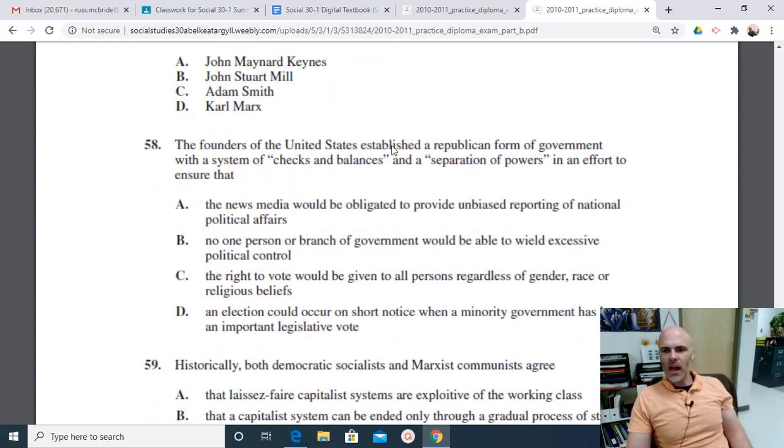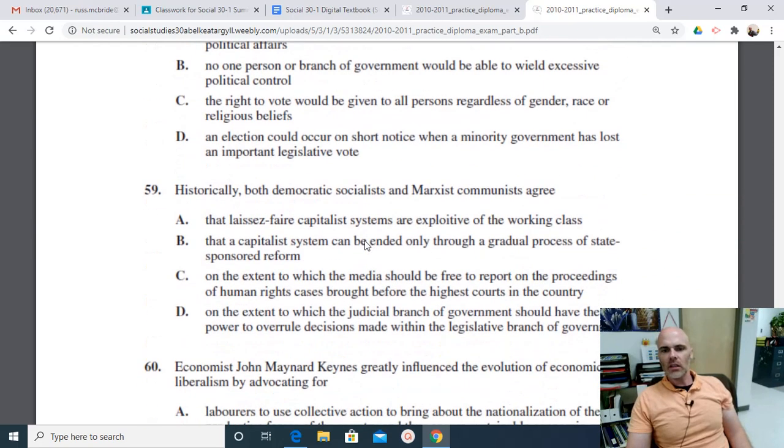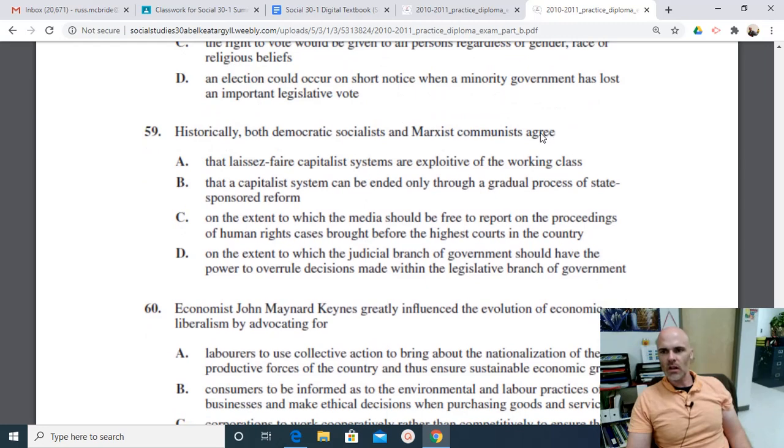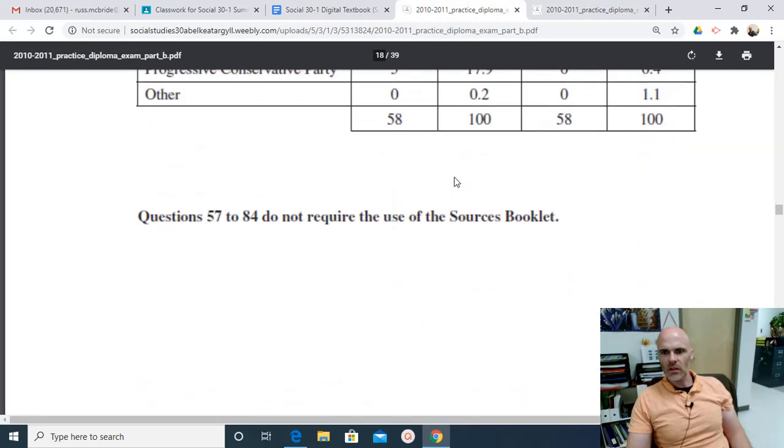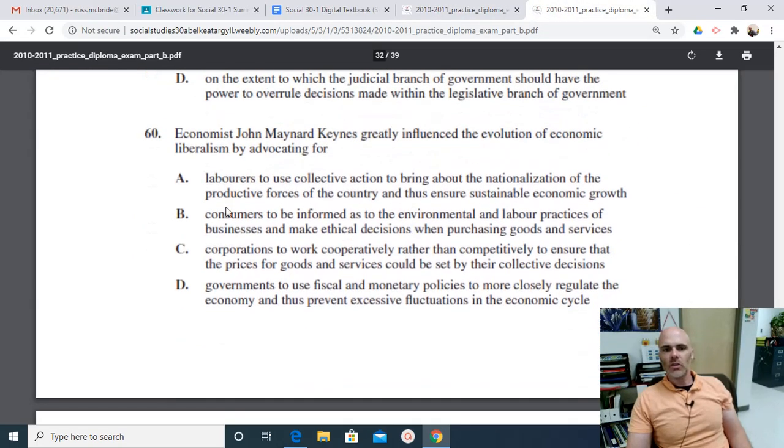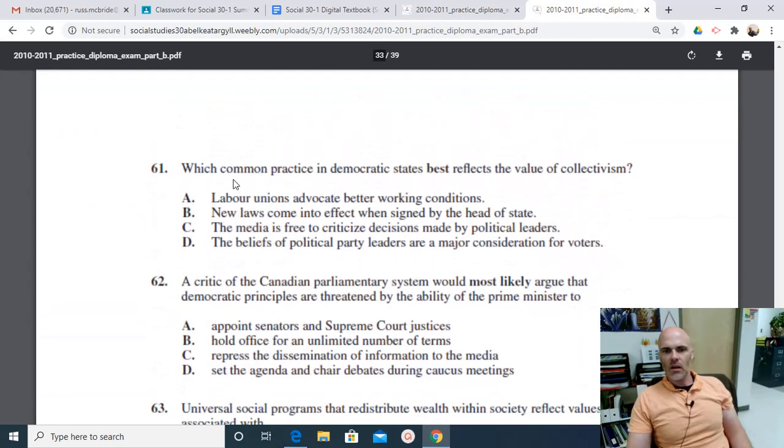The founders of the United States established a republican form of government with a system of checks and balances and separation of power in an effort to ensure that no one person or branch, I mean, it just jumped out at me. It's got to be that. Historically, both socialists and, that was an economic question. Are we done with the sources? Oh man, that's awesome. So this is an economic question.